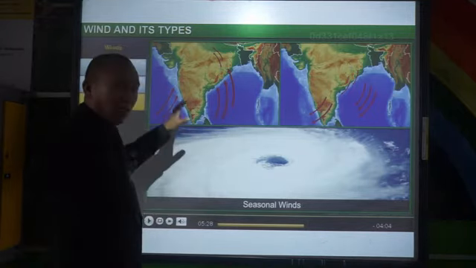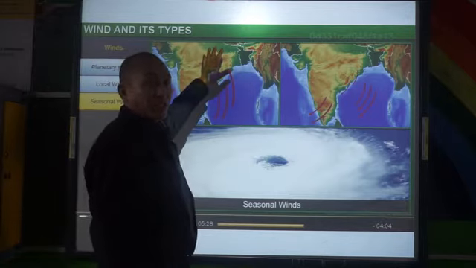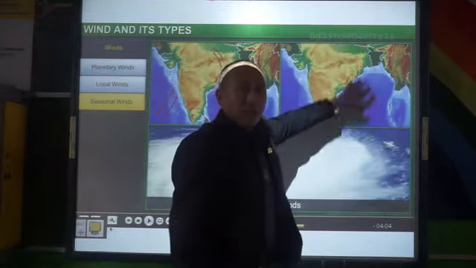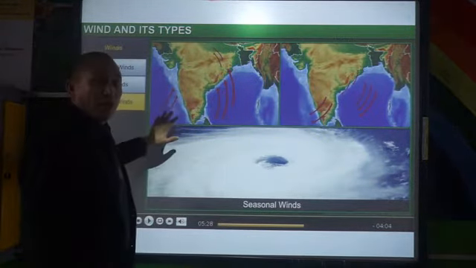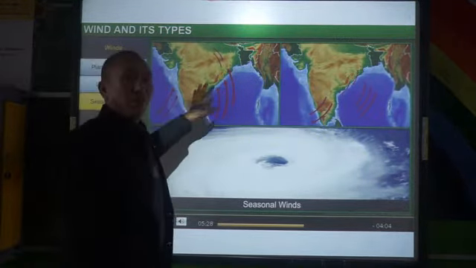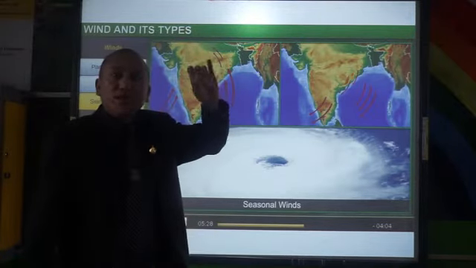So here, as I was saying, the monsoons blow in one direction during the summertime. In the winter time, they come back in the opposite direction. See? During the summertime, when it blows, it brings moisture from the sea to the land, giving plenty of rainfall during the months of June, July, August and September.